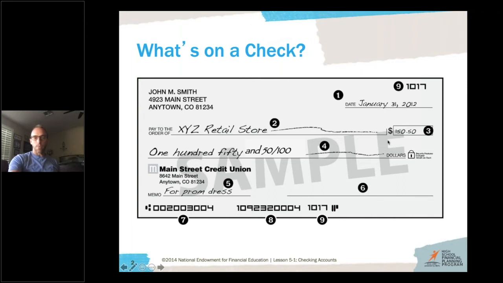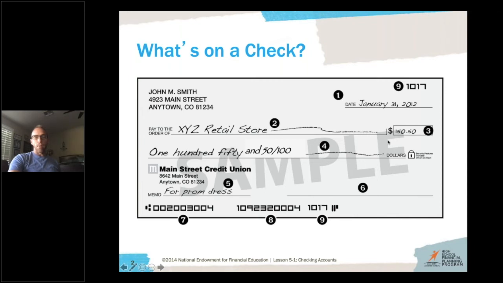Okay, maybe you write just 100 and leave it blank, and someone gets a hold of that check and they change that to put $1 million at the end, and now you're writing a check for somebody for $100 million. And if that's in your account, you don't want to lose $100 million. All right, so draw a line at the end, protect yourself.